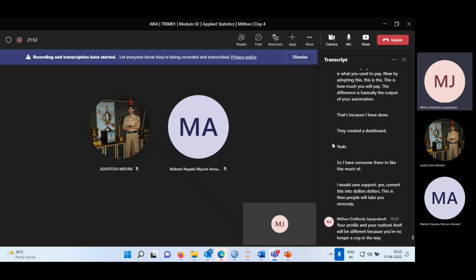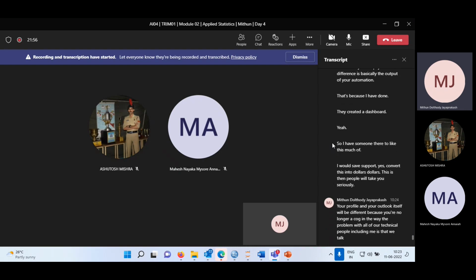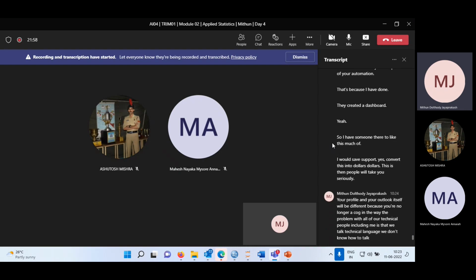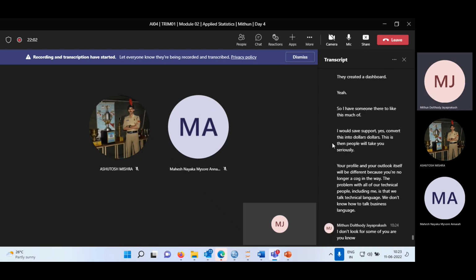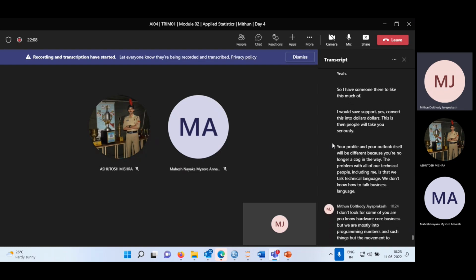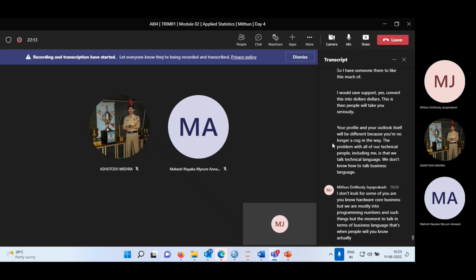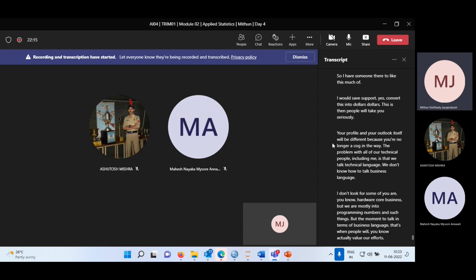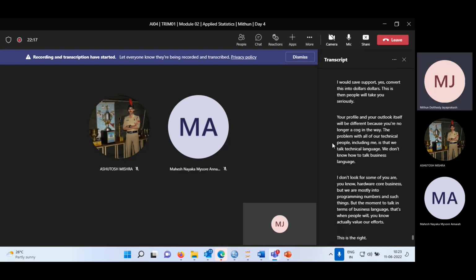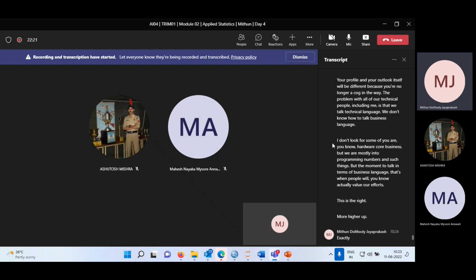The problem with all of our technical people, including me, is that we talk technical language. We don't know how to talk business language. I don't know if some of you are into hardcore business, but we are mostly into programming, numbers, and such things. But the moment you talk in terms of business language, that's when people will actually value our efforts. You move higher up. Exactly. People will take you seriously.